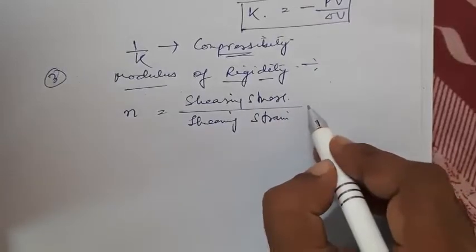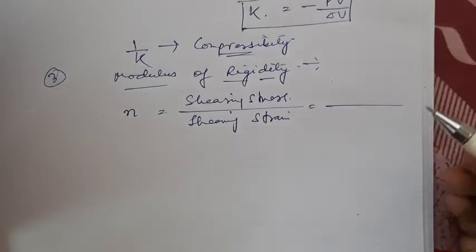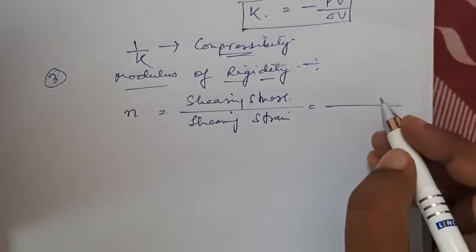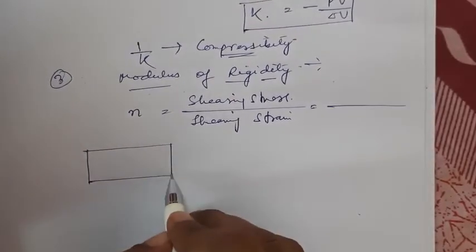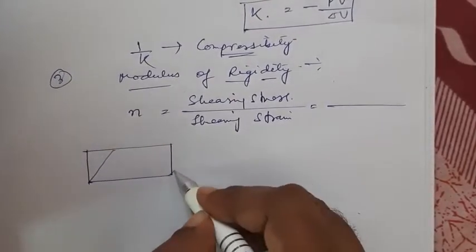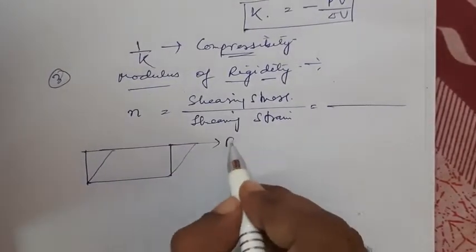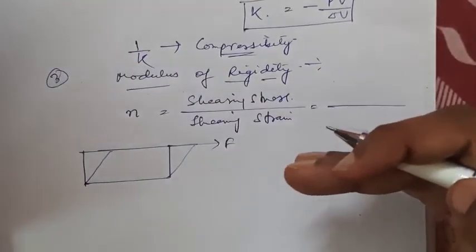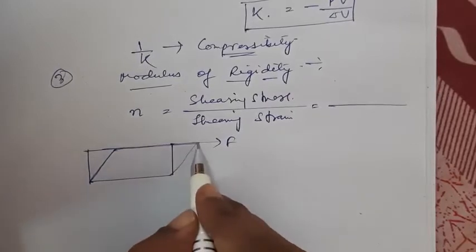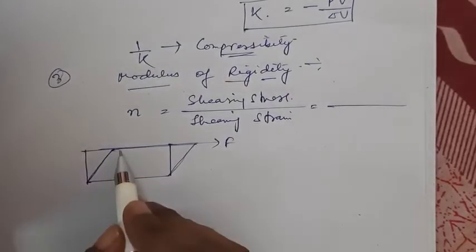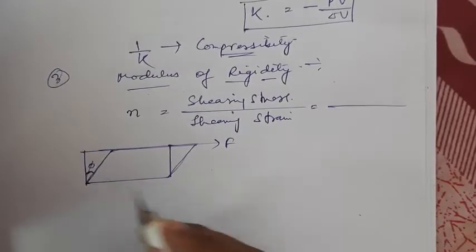Stress. The tangential force per unit area is known as the shearing stress, and shearing strain we have to find out by using this diagram. That means we have applied a tangential force on this surface. The shape of the body after it has changed its shape becomes like this. So a shift of angle, take it to be phi.